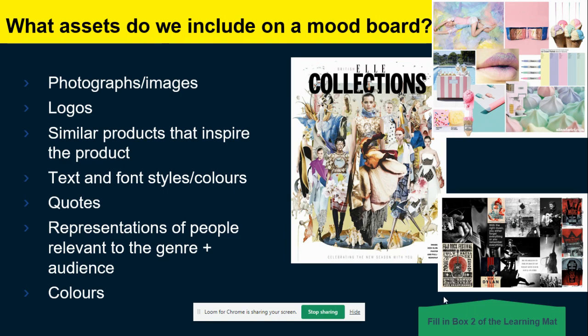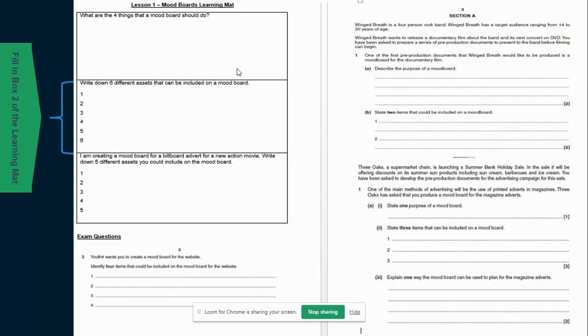Fill in box 2 of your learning mats. If you go on to the next slide. Now on this one, you've got box number 2, as you can see on the left-hand slide there, with the brackets around it. So it says write down 6 different assets that can be included on a mood board. So pretty straightforward. You can either go back onto the previous slide, or you can try and test your memory and think about, hopefully you're picking this up, and you can come up with 6 things that you need to put on the mood board. That's what we mean by assets, by the way, but basically 6 things that you need to put onto the mood board. So it's as simple as that.